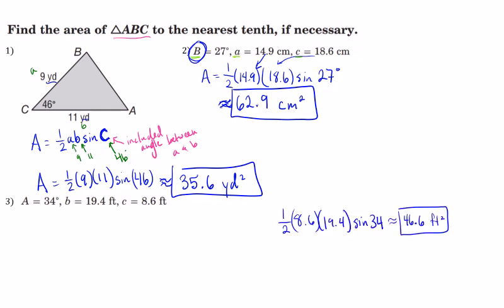All right, and here's the answer and the work you should have gotten. So it should come out to 46.6 feet squared. So if you got that right, well done. If not, try to figure out what you did wrong and correct your mistakes.